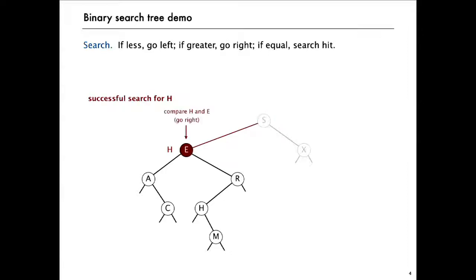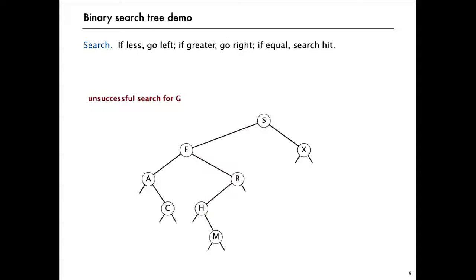In this case, that's e. Now h is greater, so that says we should go right. Now we compare h against the root of the right subtree of e, and that's r. And it's less, so we have to go left, because everybody to the right of r is bigger and h is smaller. And eventually, if the key is in the tree, we're going to hit it. In this case, we find h as the left subtree of r, and that's a search hit. And for the get operation, we can return the value that's stored in that node along with the key h.